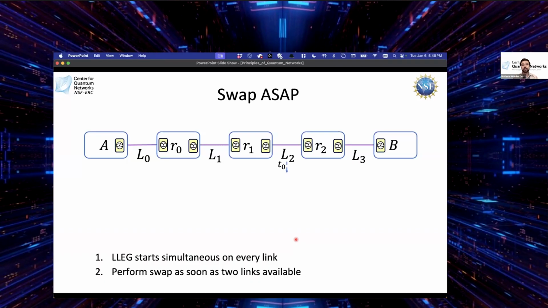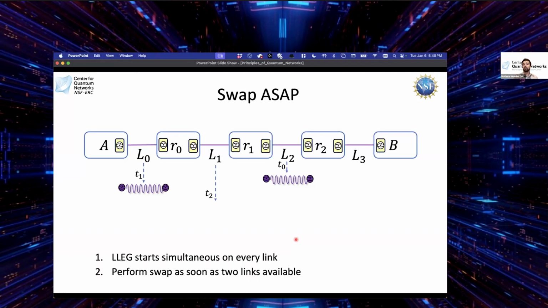So let's imagine the following happens. We are performing our link-level entanglement generation attempt for all links. After some time t0, we generate our first entangled state between repeaters R1 and R2. At this point, we cannot do anything because we only have one entangled state generated between two nodes. Then at time t1, another entangled state is generated, but now between nodes A and R0. Again, we cannot do anything because at no point in this chain is there a node that has two entangled states attached to it.